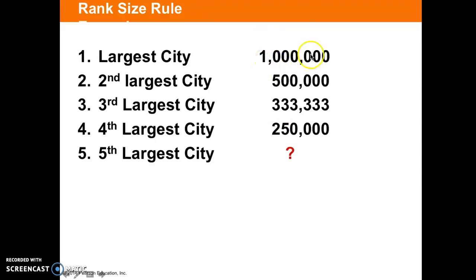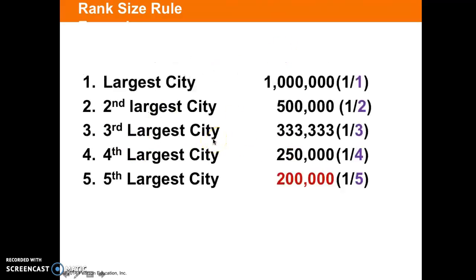So say the largest city is 1 million. The second largest city should be about 500,000. The third largest city should be 1/3 the size of the first, so about 300,000. The fourth largest city will be about 250,000, or 1/4 the size. The fifth largest city would be about 200,000 people, or 1/5 the size. The U.S. doesn't fit this rule perfectly because our second largest city is LA, which is actually more than half the size of New York. But the idea is that you have many large cities spread out throughout a country.